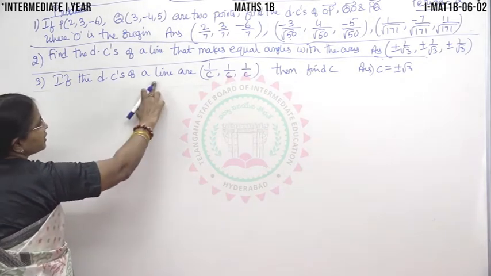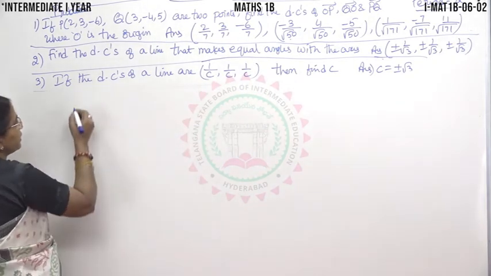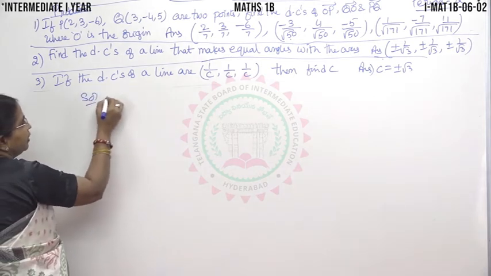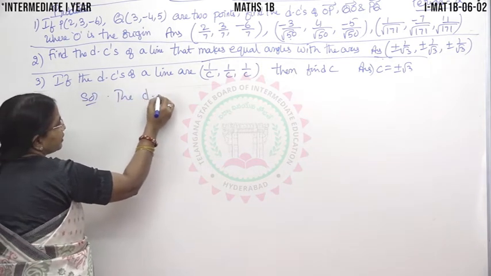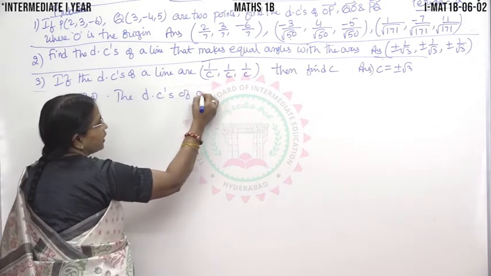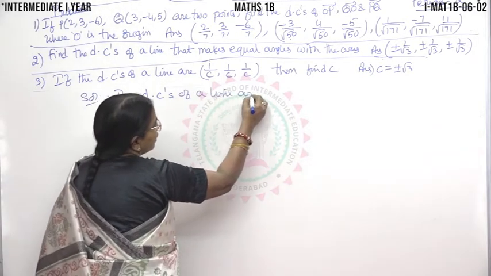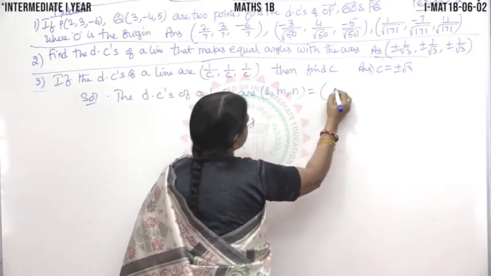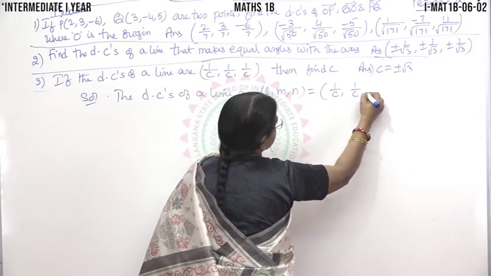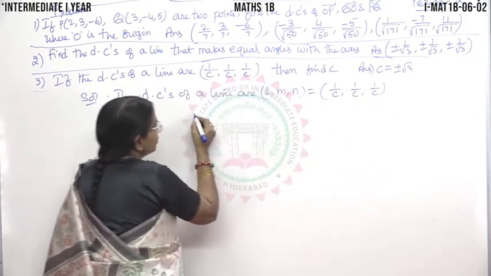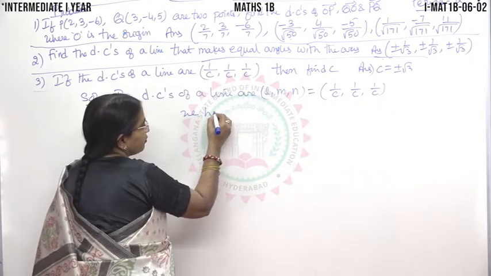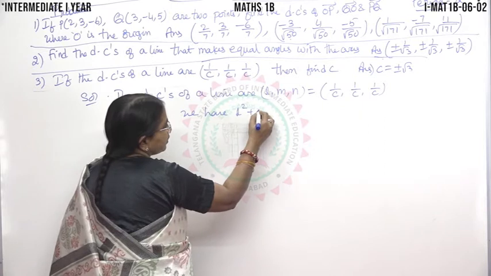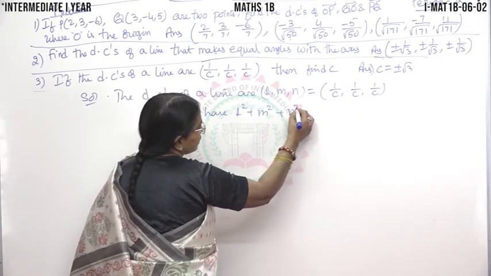So the DCs of a line are this, find C. In the solution we'll write: the DCs of a line are L, M, N. In our notation, it is 1 by C, 1 by C and 1 by C. So we have the property that L square plus M square plus N square is equal to 1.